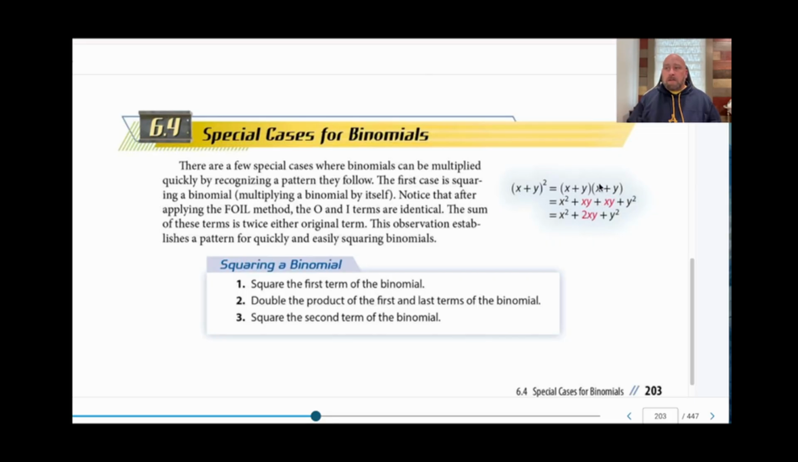Now, there's this special thing when you're multiplying, and this only works for squared. So x plus y times x plus y. If it was x plus 2 times x plus 3, it doesn't work. But if it was x plus 2 times x plus 2, that's a squared. And so that would work because all you're doing is squaring x plus 2. Okay? So it only works when you have squares.